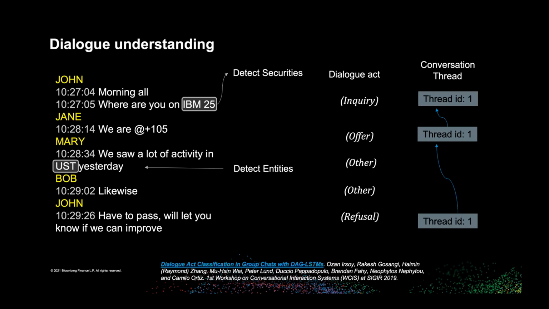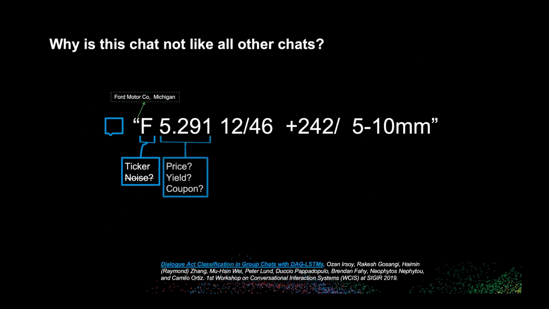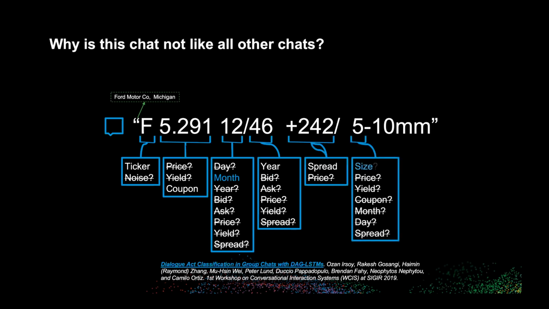And so over the next bunch of slides, I'm going to discuss very briefly models for each of these pieces. So here is a typical chat. This is slightly less scrutable than a normal chat, but this is an offer or a description of a particular security. So F is an identifier for the Ford Motor Company. It's the stock ticker. And then actually, that's a coupon. Then this is the maturity, the month and year of the maturity. This is a spread, presumably over a recognized benchmark. And then this is the size.